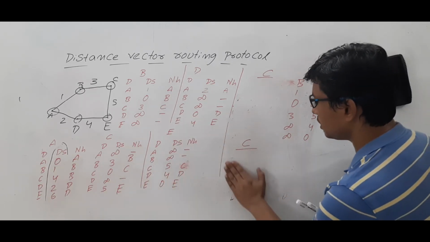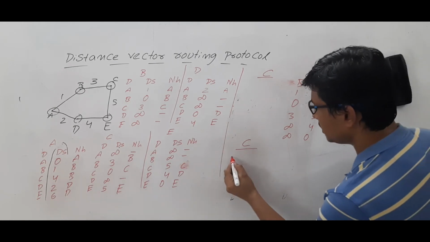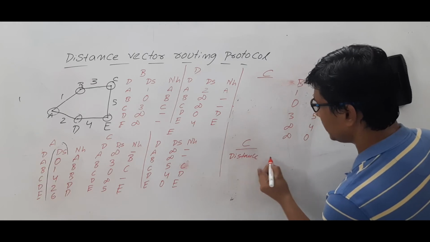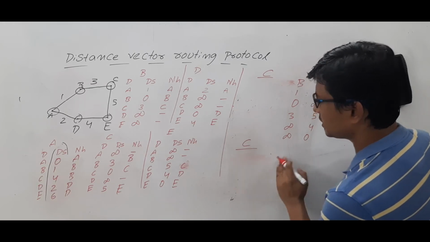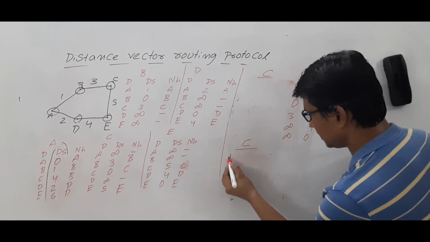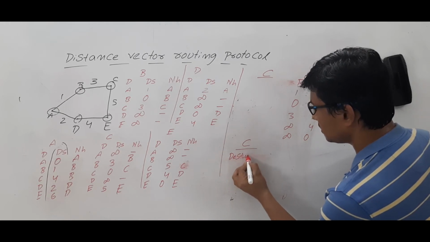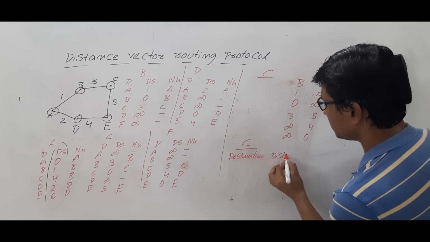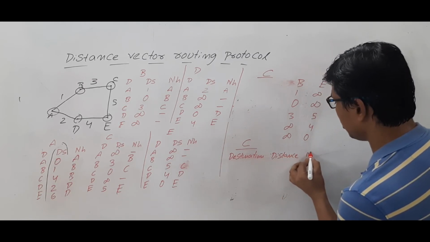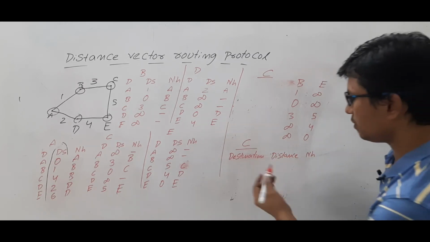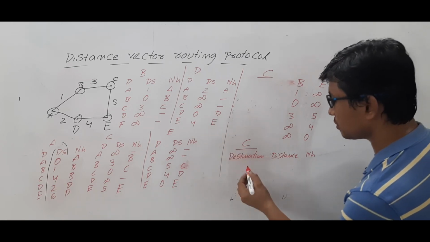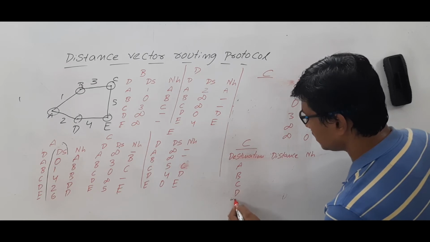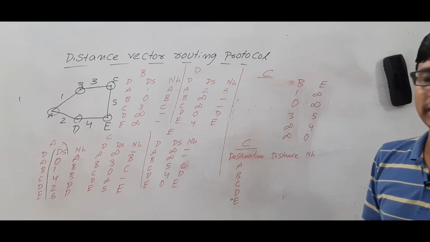So what will the new routing table consist of? Okay, not distance first. What information will it consist of? Destination, distance and next hop. We'll find this one. What are the destinations? All the routers A, B, C, D and E. Are you able to understand?